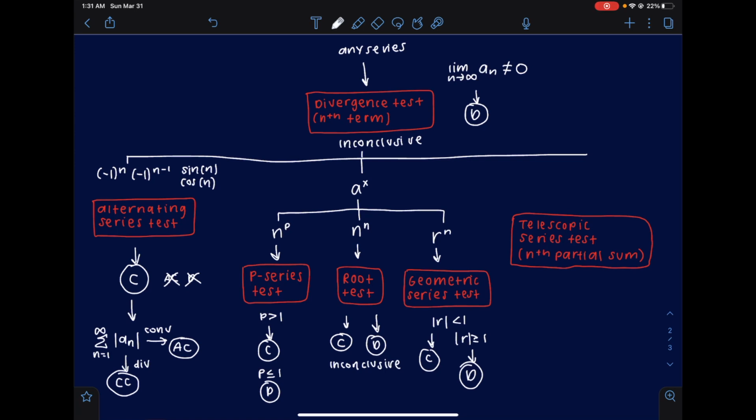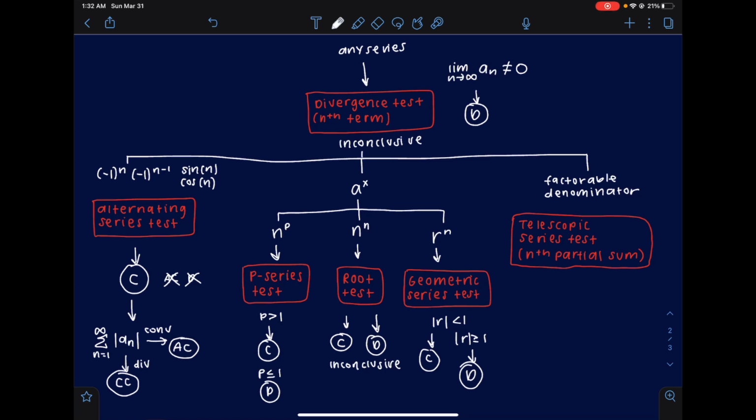Now let's go back to the top here. First, we asked ourselves, is it an alternating series? Next, we asked ourselves, is it an exponential form? The third thing you want to ask yourself if the divergence test fails is, does it have a factorable denominator? So basically, is the denominator a polynomial form that can be factored very easily?